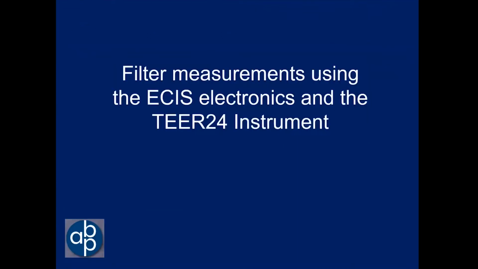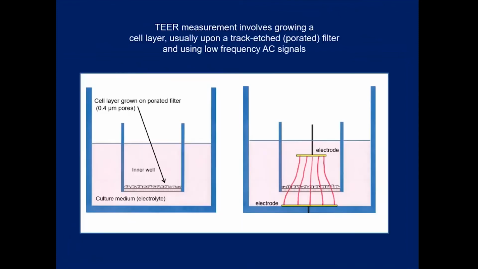Let's turn and think a little bit about filter measurements. And in particular, I'm going to introduce our new instrument called the TER24, which monitors 24 membrane inserts in a continuous fashion. Again, to make TER measurements, we're going to grow cells on porated filters, in this case where the pore size is 0.4 microns. This is commonly used to do barrier function.